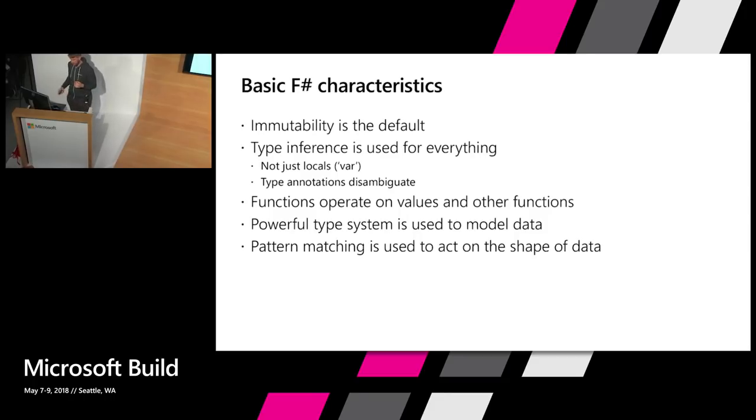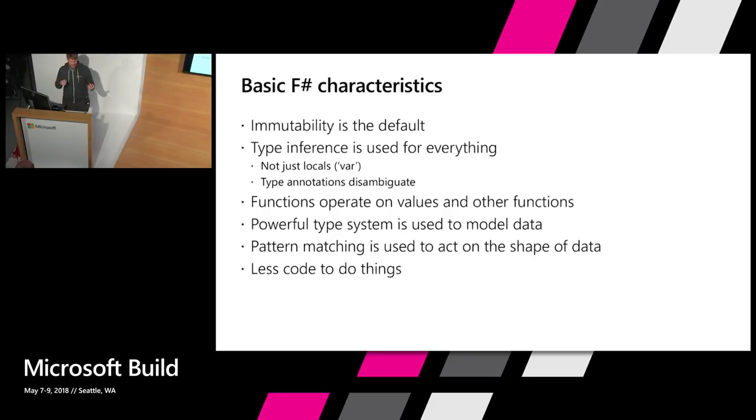And so functions operate on values and other functions. You use powerful types to form a good compiled representation of the data that you're operating on. And then you operate on those types with pattern matching. And so this, for the most part, basically ends up with a lot less code to do things.